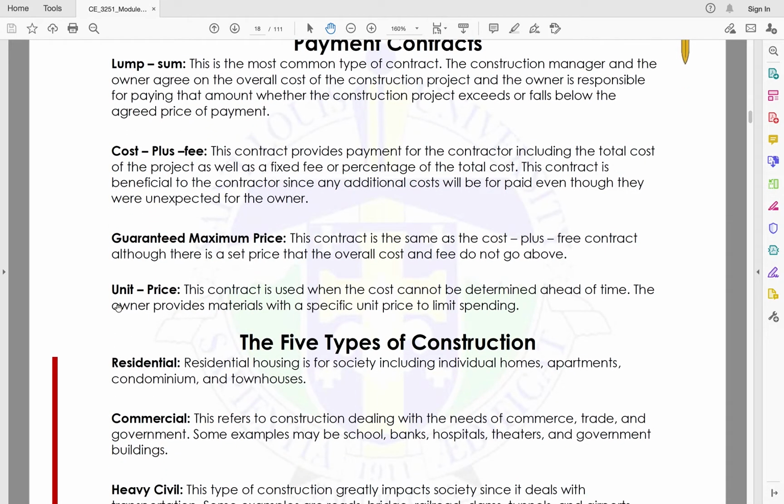Okay? Next is unit price. This contract is issued when the cost cannot be determined ahead of time due to market, what do we call that? Kasi may mga bagay na hindi kayang estimate or bigyan ng price ahead of time due to factors. Yeah, ilagay na lang natin sa term na yun. Due to factors limiting the pricing. Okay? So the owner provides materials with a specific unit price to limit spending.